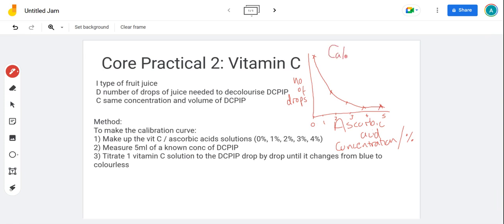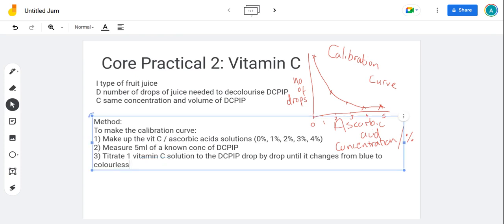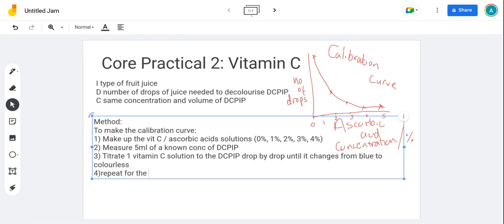So this here is called a calibration curve. Okay, so that's how you make your calibration curve. Sometimes you might see it called a standard curve. So you would then repeat for the other concentrations and draw the calibration curve. Okay, so that's kind of your setup step, if you like.